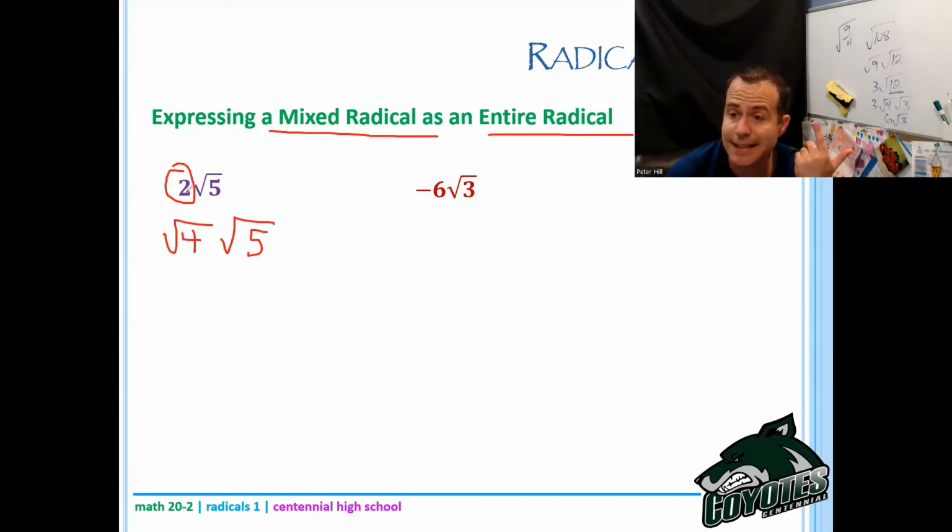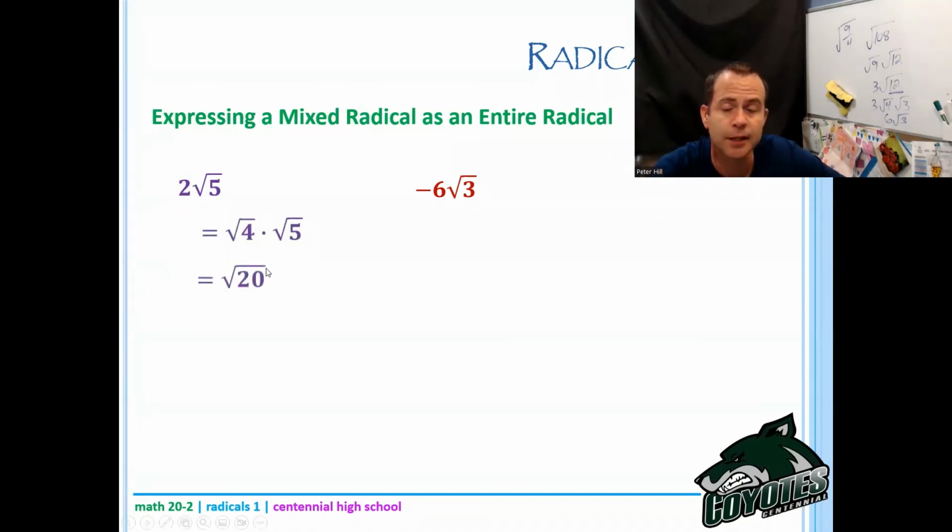Now, if you can't see that in your head, that's okay. What you're doing is you're going to square it, so that when you put it under the square root, you'll get back to the original number, okay? Now that they're both radicals, I can multiply the radicands together. So I can go root 4 times root 5, and that'll give me root 20, okay?